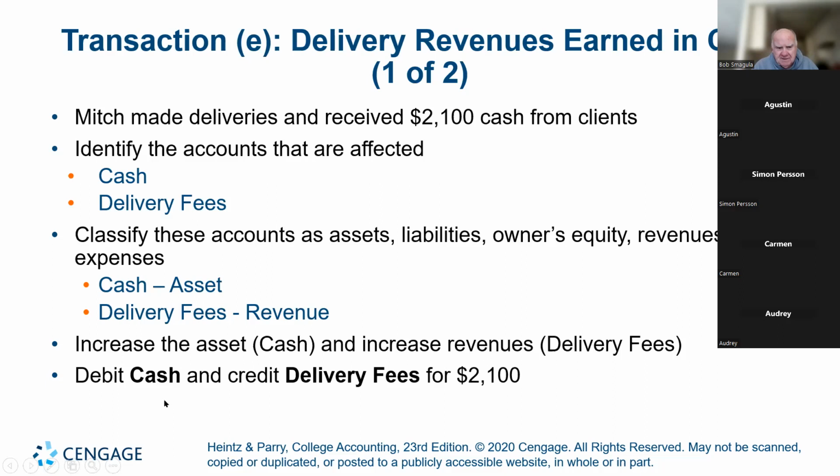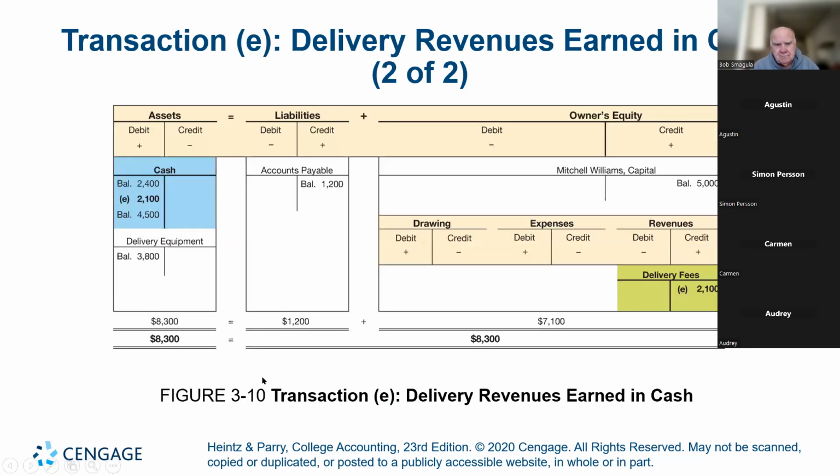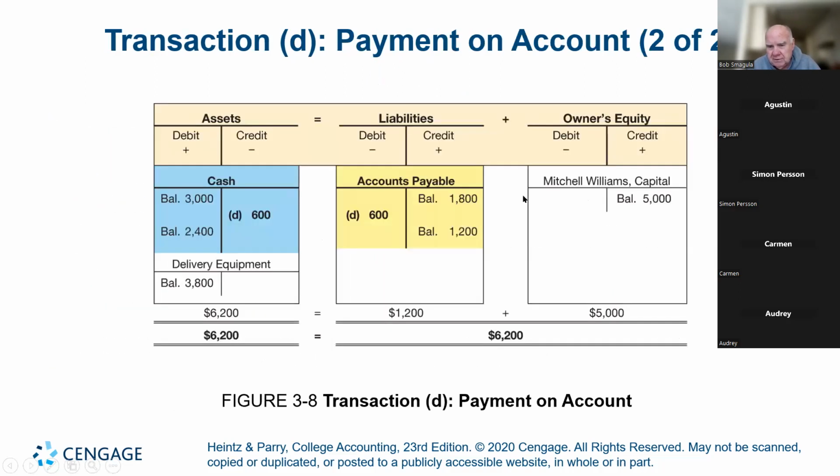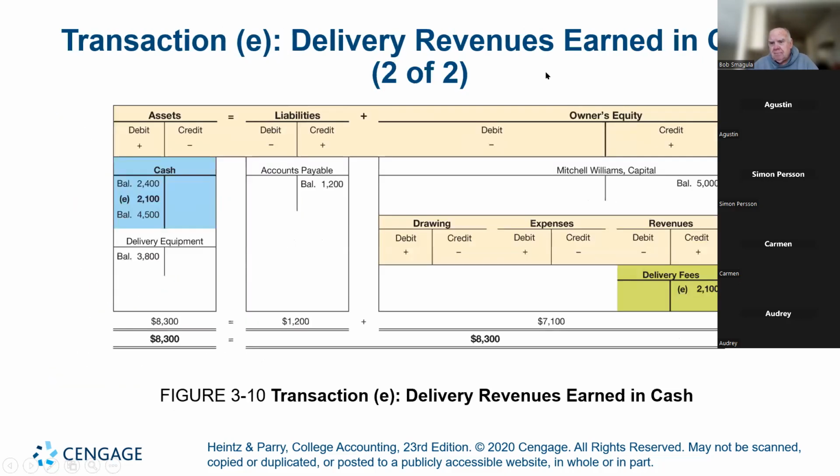So we're going to debit cash and credit revenue. So here's the debit to cash for $2,100. And over here is your credit to delivery fees, $2,100. Notice that they elongated the owner's equity section. Here you just saw the word capital, right? Capital is impacted by these items here.